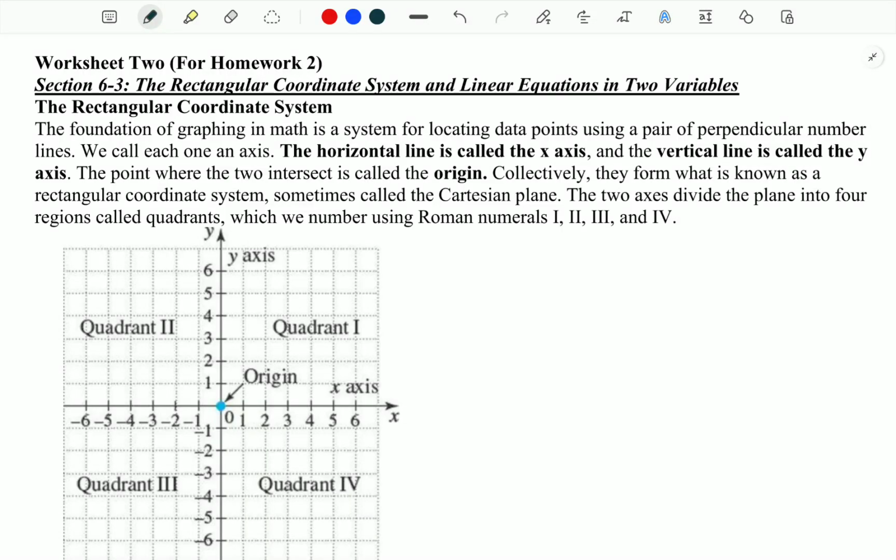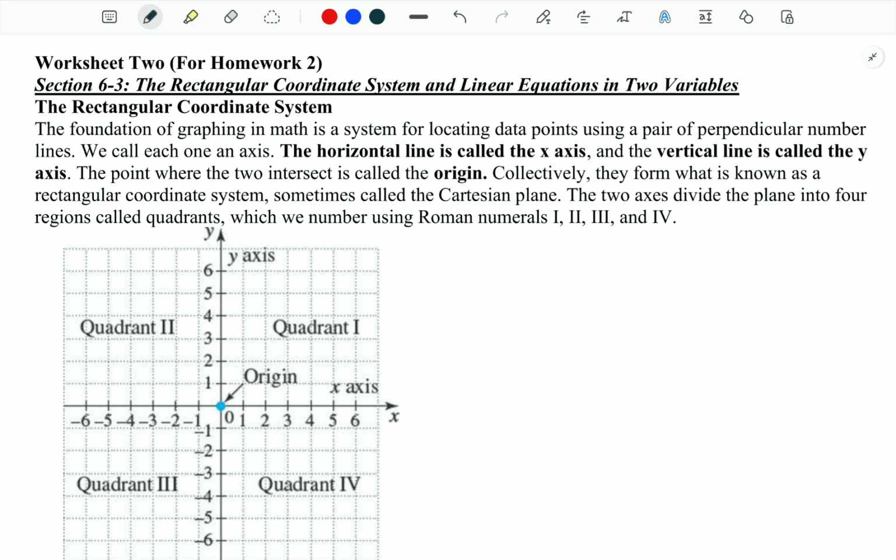All right. This is worksheet 2 for homework number 2. And we're going to break it up into two sections. One for 6-3, and then the other one will be for 7-1, which is percentages. Let's start off this section with discussing the rectangular coordinate system.